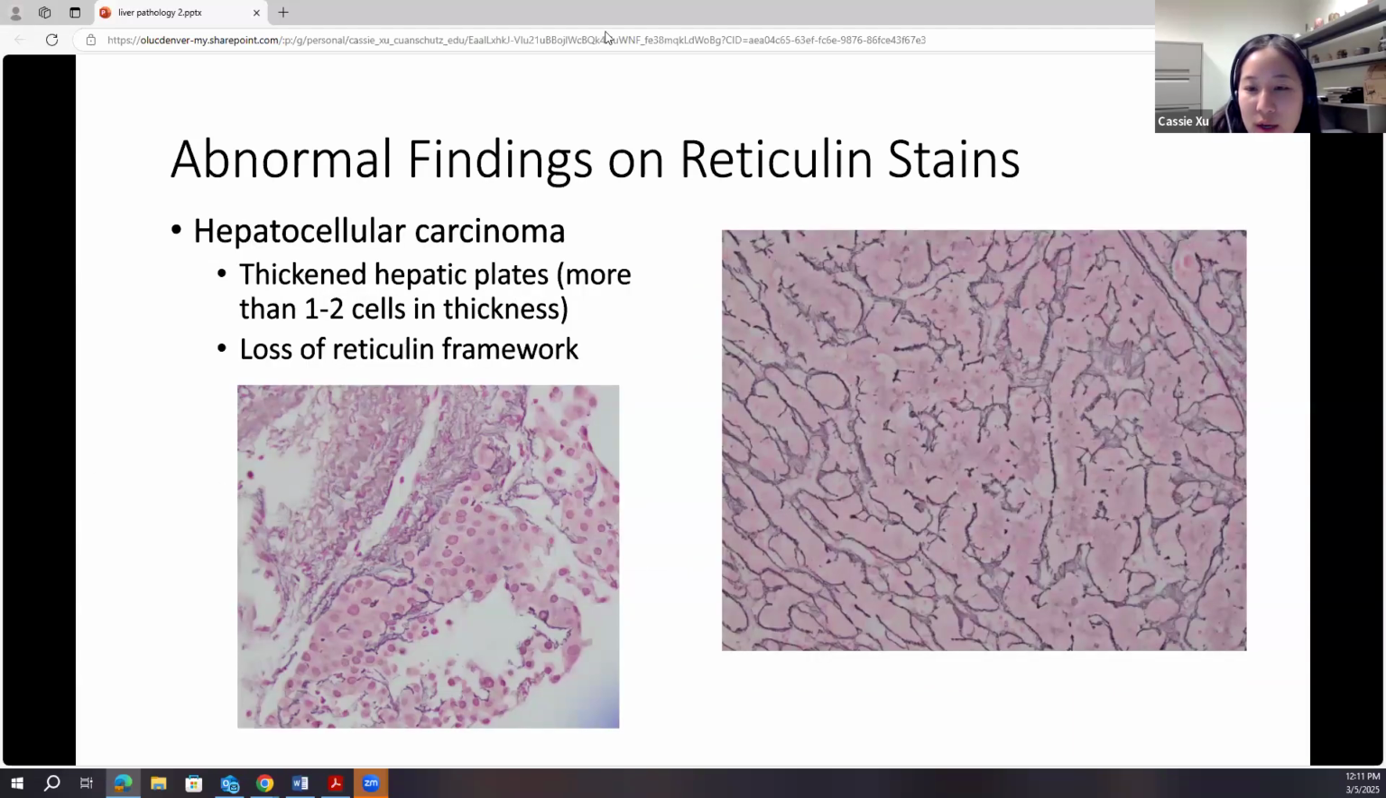The other disease that we consider when we have abnormal findings on the reticulin stain would be HCC. In HCC, we're looking for thickened hepatic plates. Like I said, the hepatic plate should be composed of 1 to 2 hepatocytes in thickness. Here you can see an example of HCC where you have up to 6 nuclei expanding the hepatic plate. You can also see areas of loss of reticulin framework. So we use this reticulin stain to help us make the diagnosis of HCC.